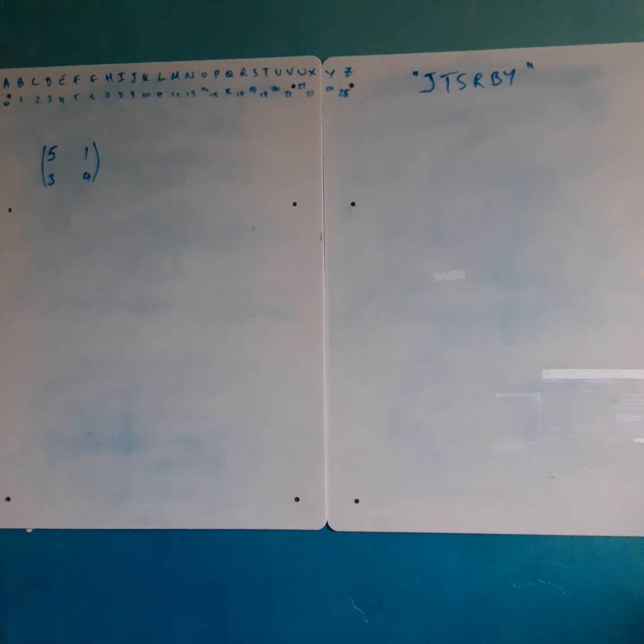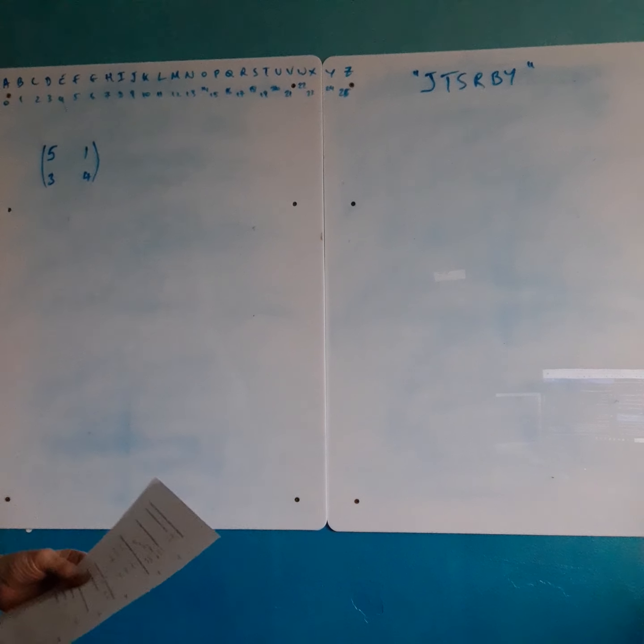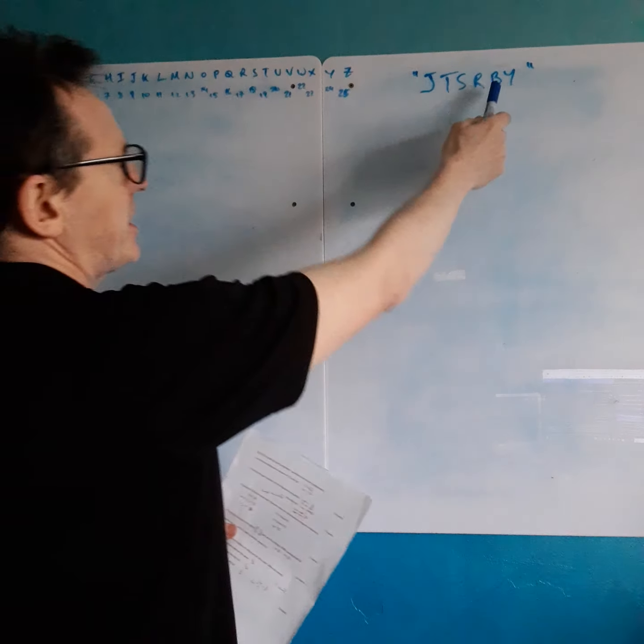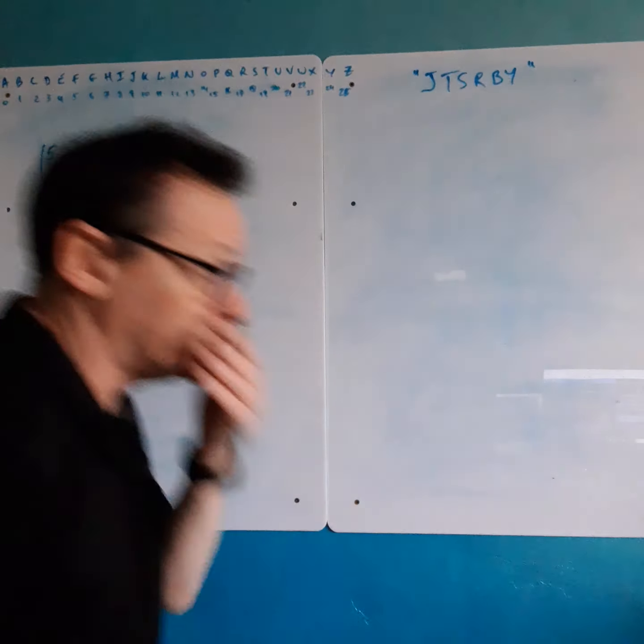Okay, so the next question was the decryption question. Find the inverse of this matrix 5314 and use it to decrypt this ciphertext JTSRBY. Work on mod 26 with numerical values, where the alphabet A to Z has numerical values 0 to 25. Okay, so I've written up the question here.